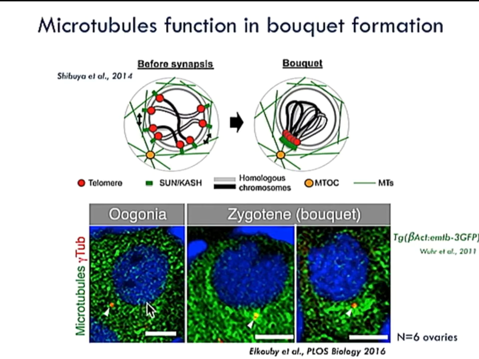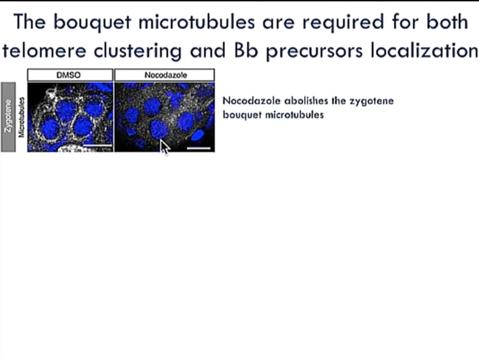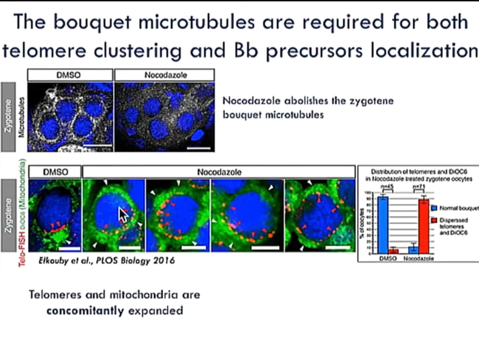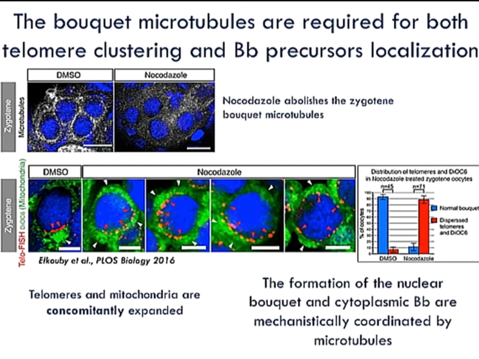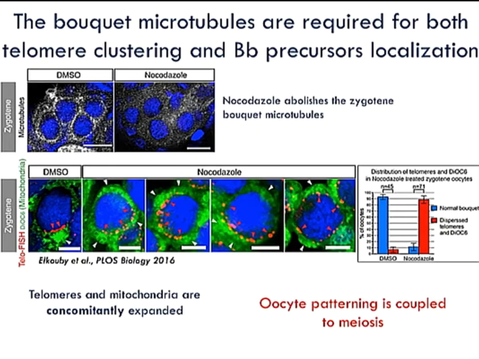And then we treated whole ovaries with nocodazole to abolish microtubules and found that, strikingly, in contrast with the control, in zygotene oocytes of nocodazole treated ovaries, both telomeres in red here and Bulbiani body mitochondria in green were concomitantly expanded, showing that the formation of the nuclear bouquet and the cytoplasmic Bulbiani body are mechanistically coordinated by microtubules, and that really oocyte patterning is coupled with meiosis.